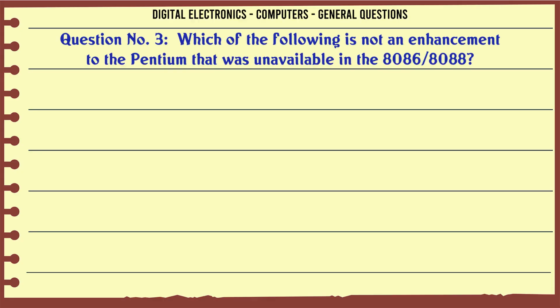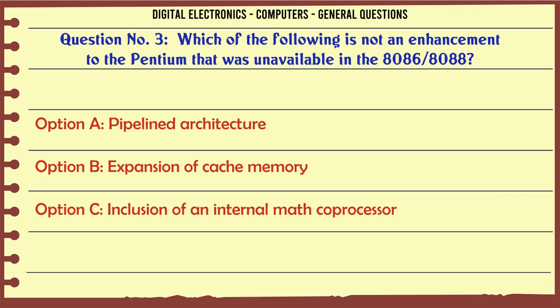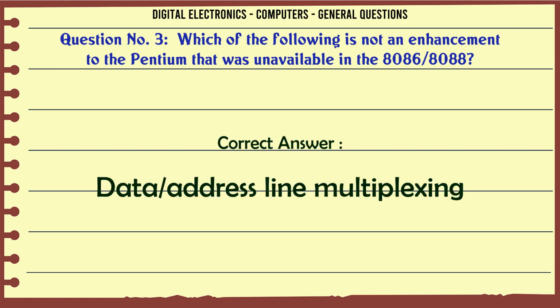Which of the following is not an enhancement to the Pentium that was unavailable in the 8086, 8088? A. Pipelined architecture. B. Expansion of cache memory. C. Inclusion of an internal math coprocessor. D. Data address line multiplexing. The correct answer is data address line multiplexing.